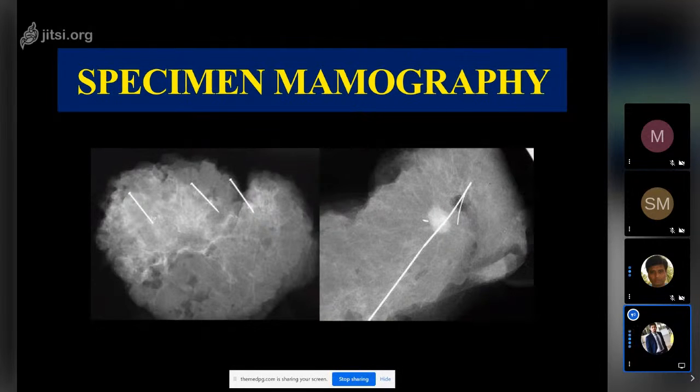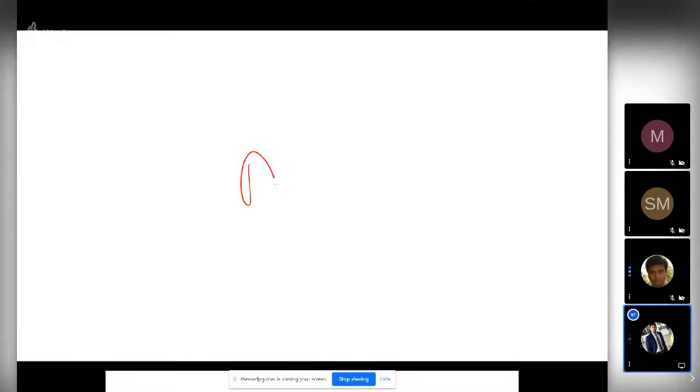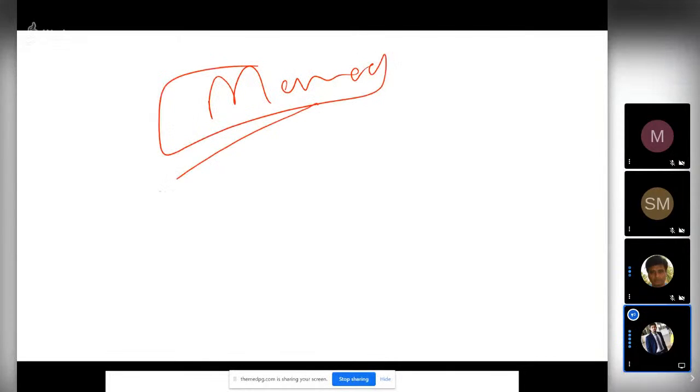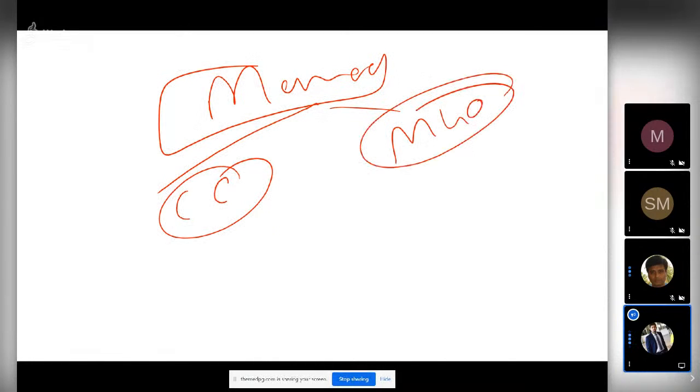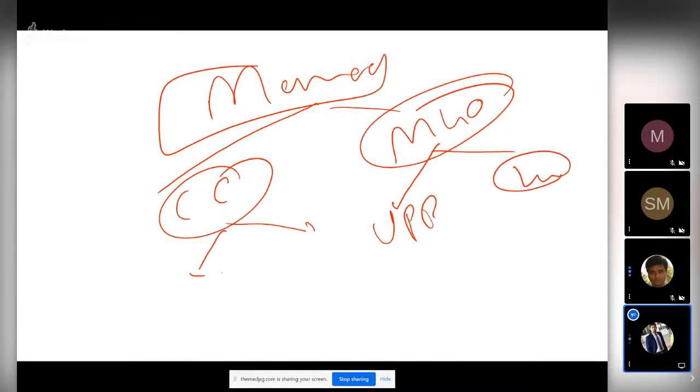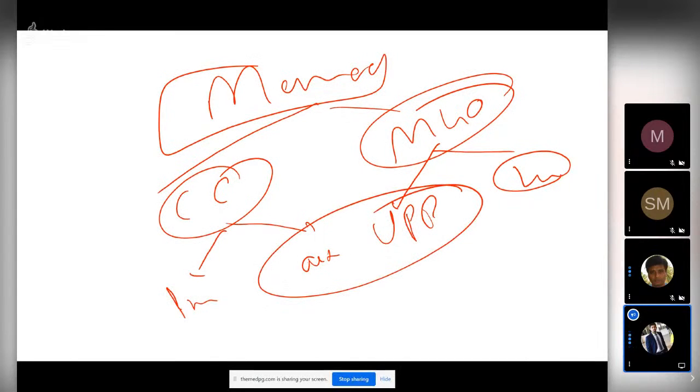So what did we study today? We studied mammography views. Mammography has two main views: the craniocaudal view and the mediolateral oblique view. The mediolateral oblique view has an upper part and a lower part. The craniocaudal view has an inner part and an outer part. The upper part or the outer part, both are present in the upper aspect of the X-ray film. So that we have to remember.